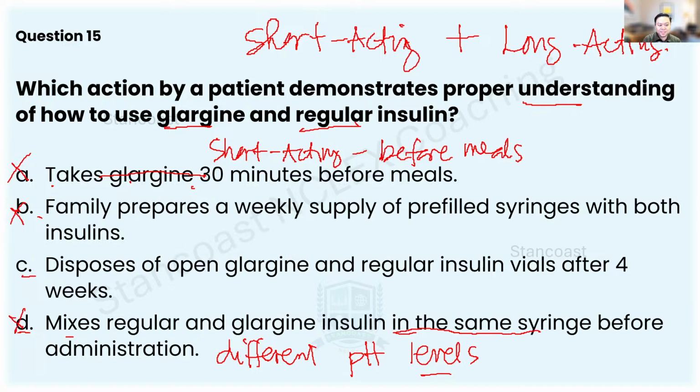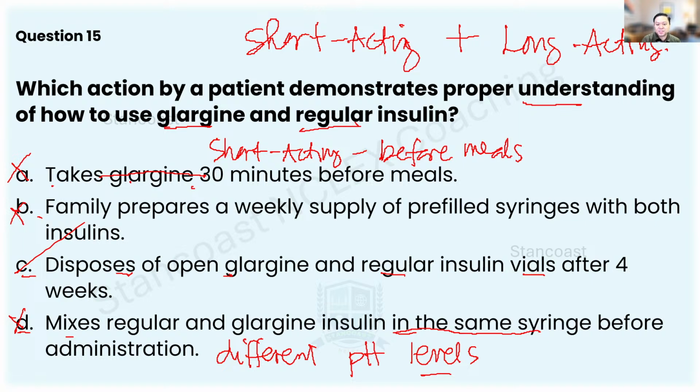The correct answer here is to dispose of open glargine and regular insulin vials after 4 weeks. This is the best practice. They should be tossed 4 weeks after they have been opened. Even if there is some more medication left in the vial, that's not really going to be a safe thing for them to store more than 4 weeks. Okay, they should be discarded past that deadline, even though there's still remaining insulin in those vials.